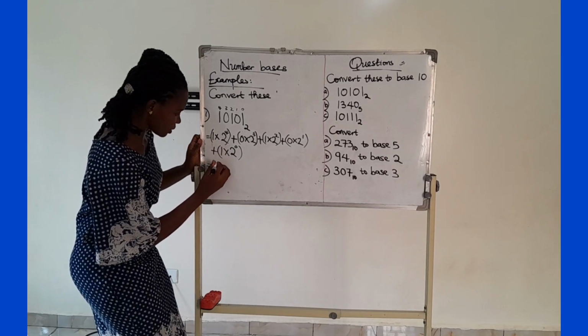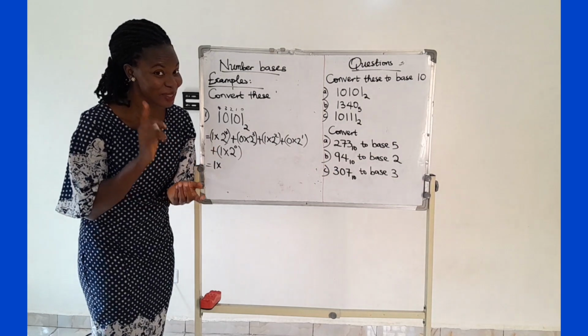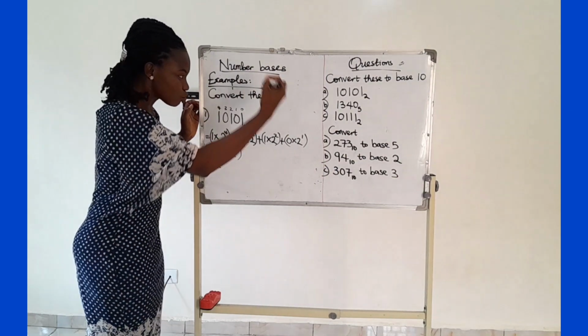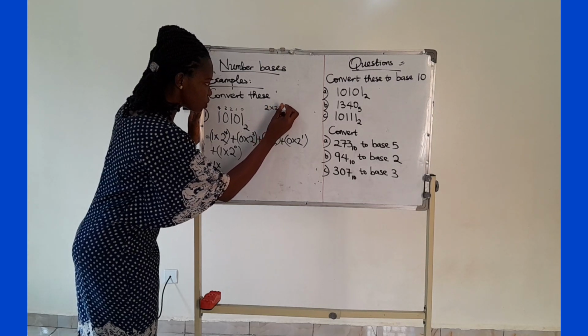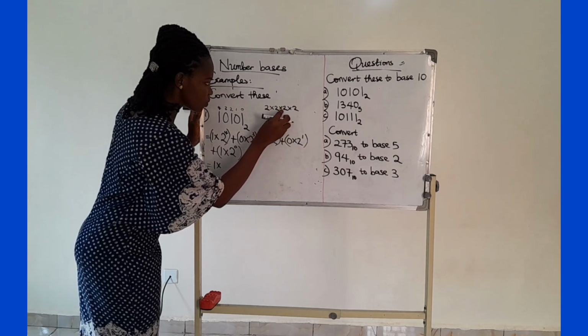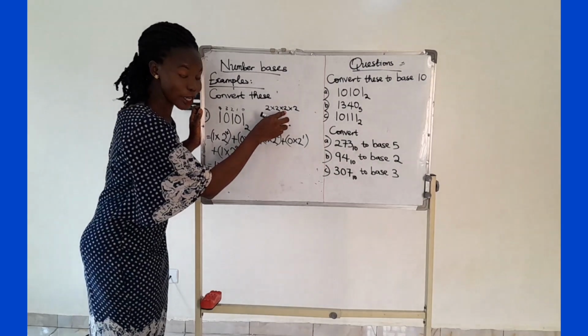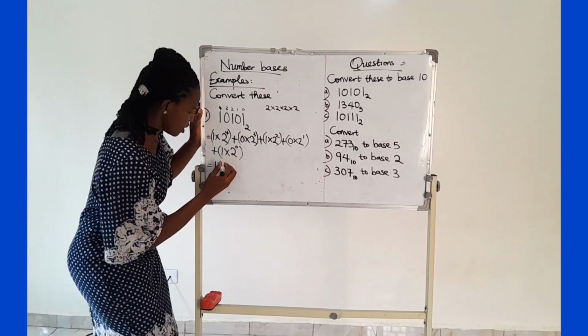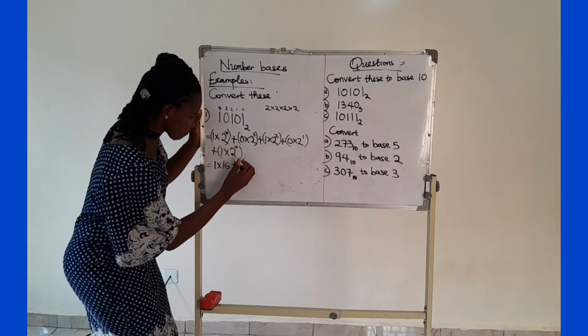This means 1 times 2 raised to power 4. 2 raised to power 4 is not the same as 2 times 4. It's 2 times 2 times 2 times 2. 2 times 2 is 4, 4 times 2 is 8, 8 times 2 is 16. So it means 1 times 16, plus.